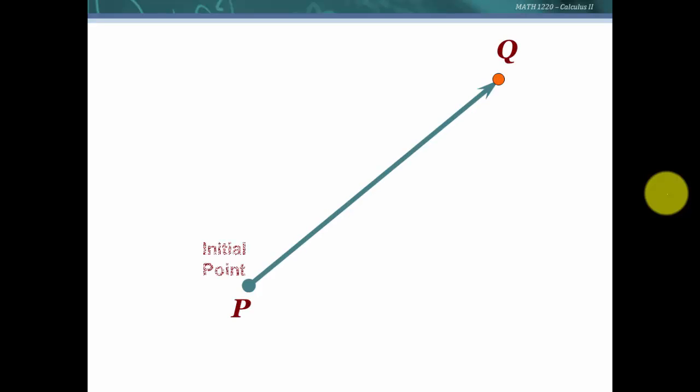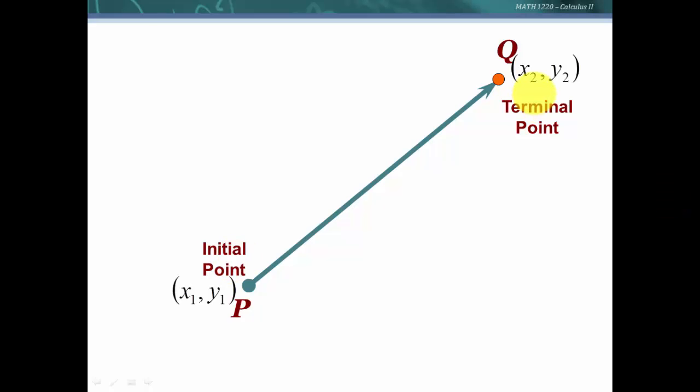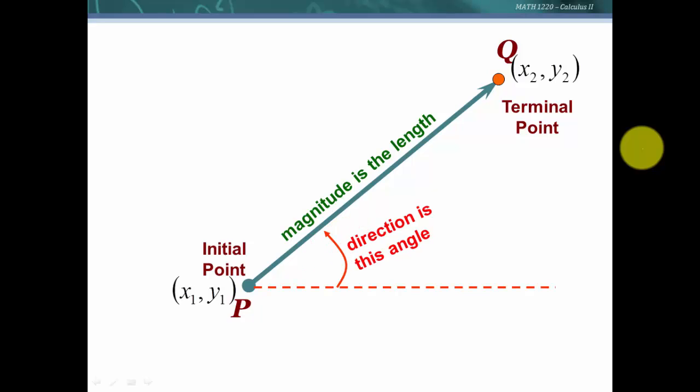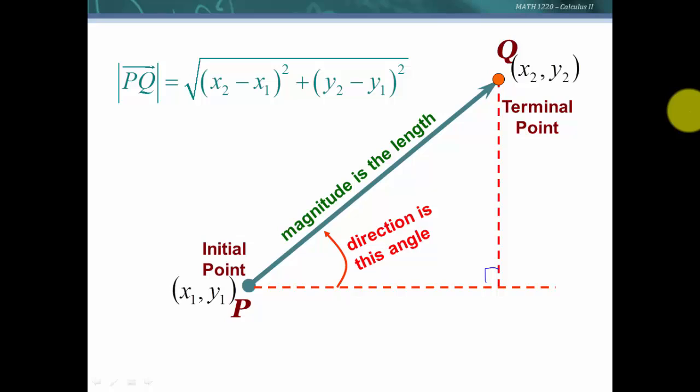Now, as we look at a vector, a few things about those. They have an initial point and a terminal point, and then the magnitude is the length, and then measuring off the horizontal we have the direction, which would be that angle right there. Now, if we wanted to know the magnitude and the direction, we could turn this into a right triangle, and then you can see we could just use the distance formula or the Pythagorean theorem, which the distance formula is based on, to find the magnitude or the length of the vector.